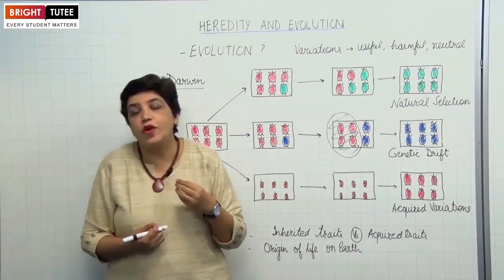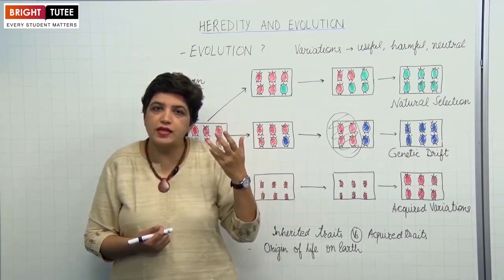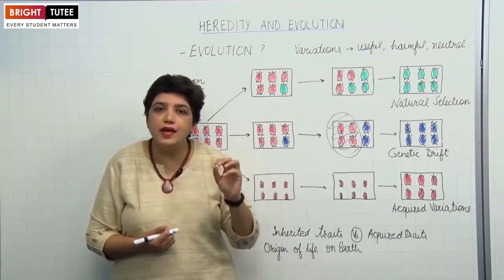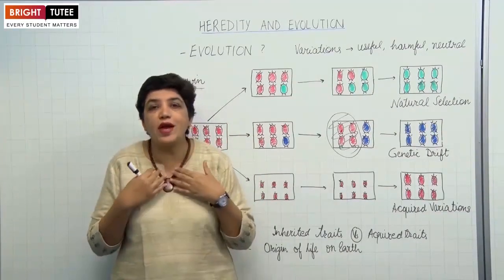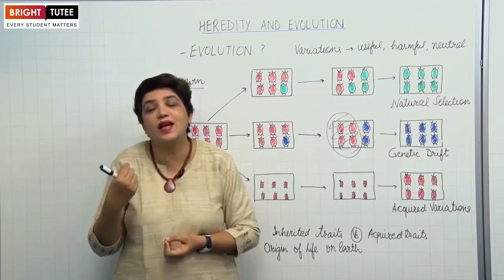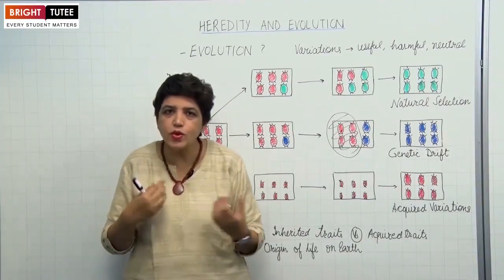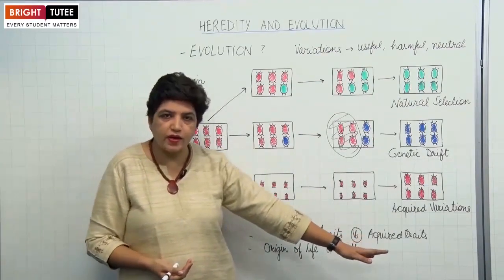In humans, for example, the color of the skin, the height, color of the eyes, color of hair and texture of the hair, all these traits are inherited traits. This we inherit from our parents. But if I learn music, this is an acquired trait. This I acquired during my lifespan. So I hope it is clear, the difference between inherited traits and acquired traits.